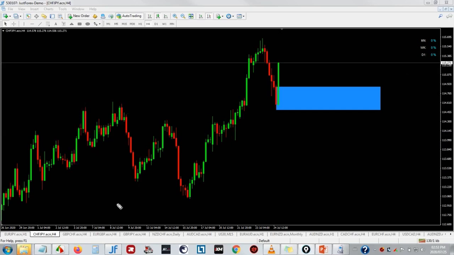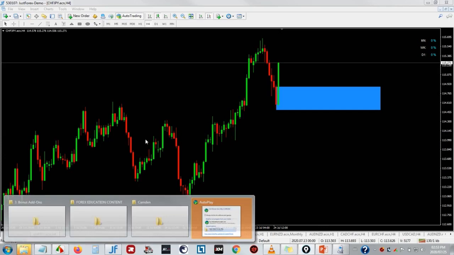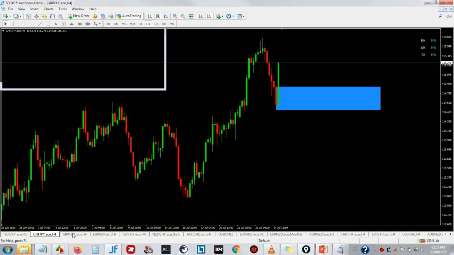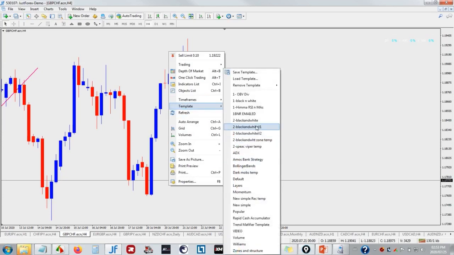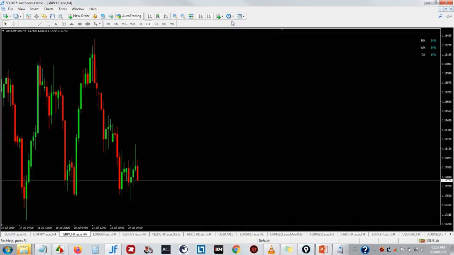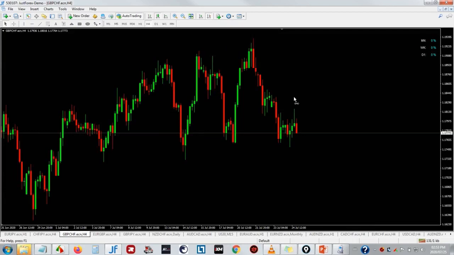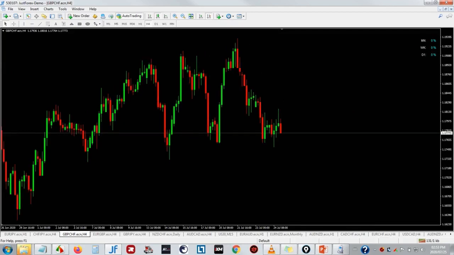Let me go to the GBP CHF, and look for only pin bars and maybe also some dojis. Pin bars and dojis. Here I see a doji. Look how the market responded.